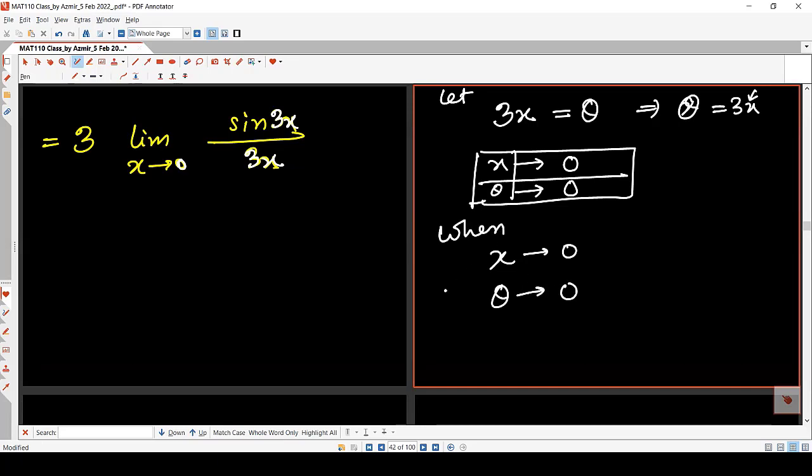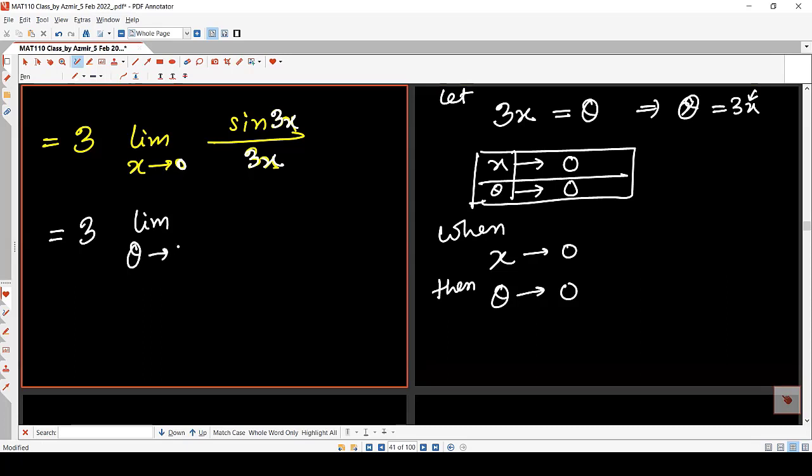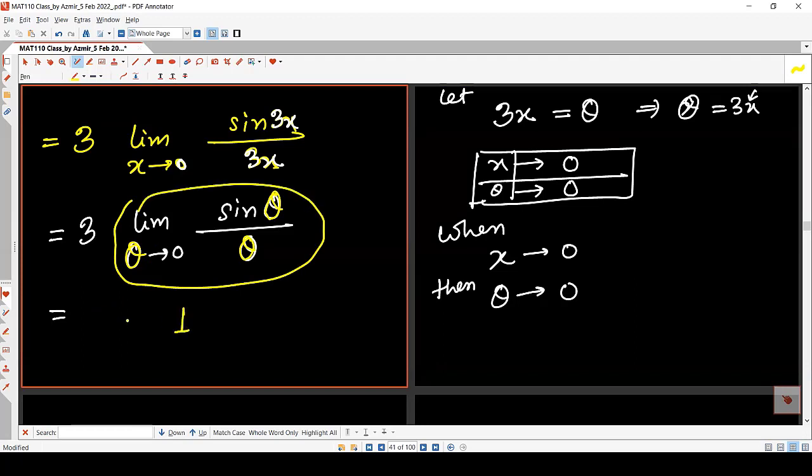So we have to think about it this way. We are changing the variable. Limit x tends to 0: instead of x tends to 0, we can write theta tends to 0. Now sine of 3x, that is sine of theta, divided by 3x, that is theta. This time we can see that here we have theta, here we have theta, here we have theta. So this is actually now 1. So 3 times 1, that is 3. This is a finite value.